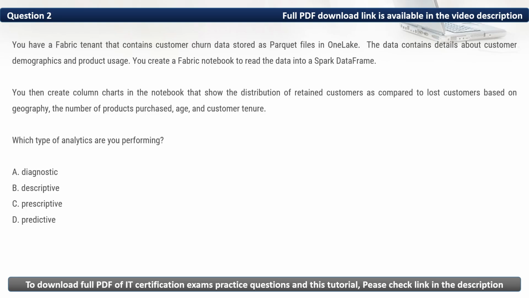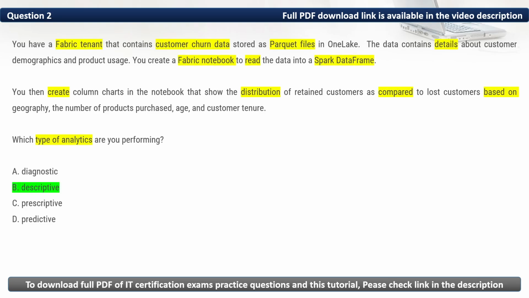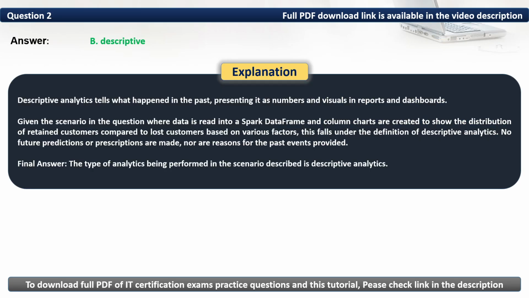Here in this question, based on the above stated scenario, we are performing descriptive analytics. Thus, the correct option is B. Descriptive analytics tells what happened in the past, presenting it as numbers and visuals in reports and dashboards.